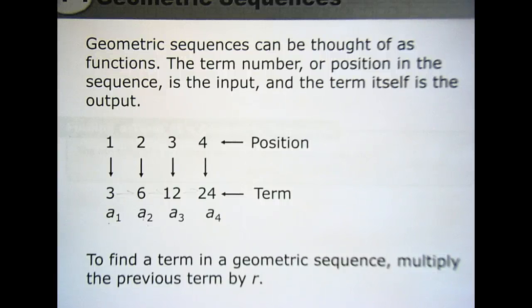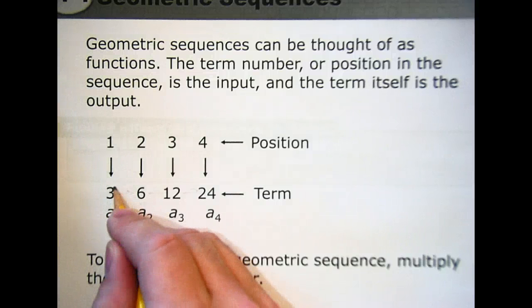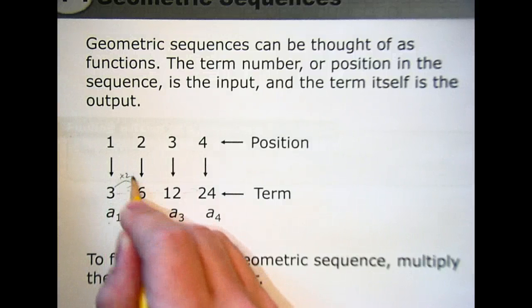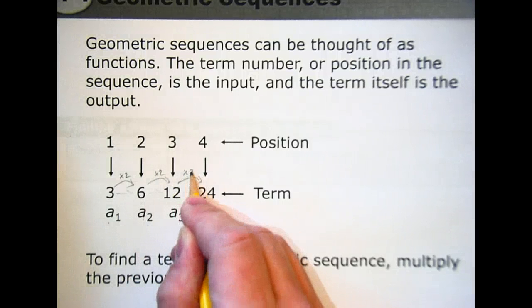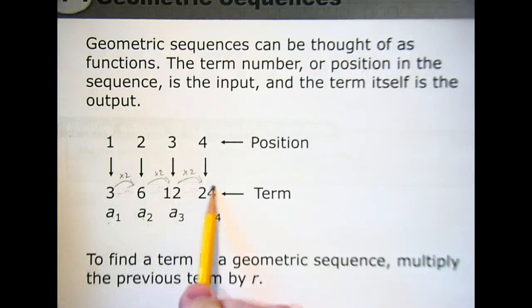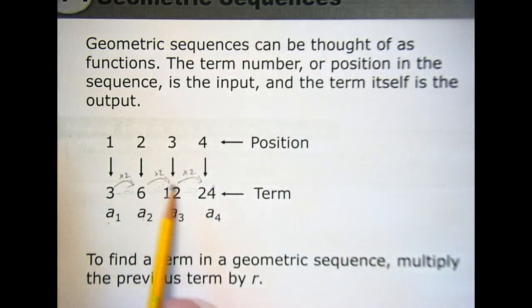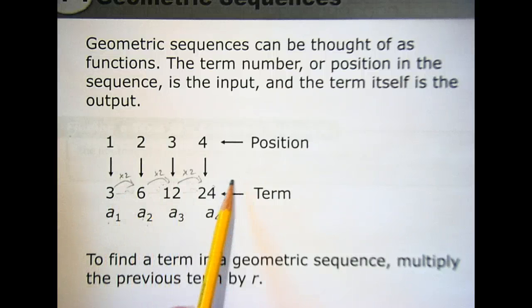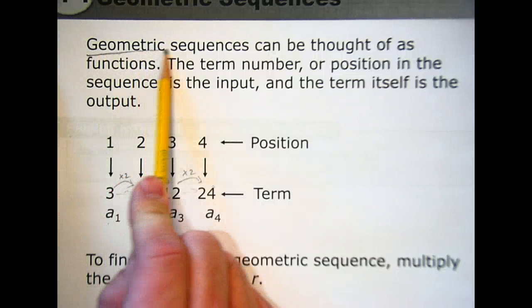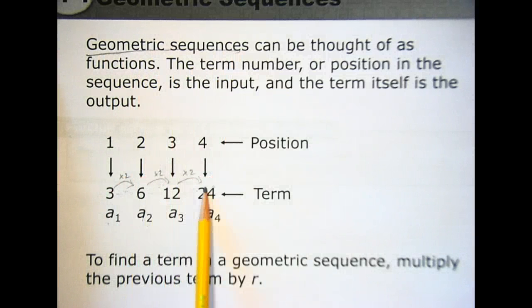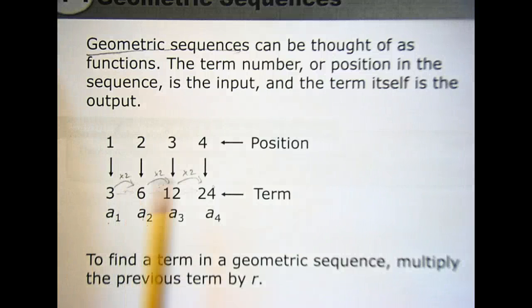Multiplying by 2. Yeah, you're multiplying by 2 every time. Times 2, times 2, times 2. So in a geometric sequence, you're not adding, you are multiplying. And the thing you're multiplying by is our common ratio. So a geometric sequence is when you're multiplying by the same amount every time, and that amount you're multiplying by is our common ratio.